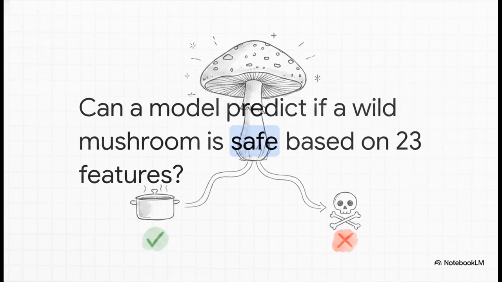But now let's raise the stakes and test logistic regression. We aren't predicting dollars anymore, we're predicting categories, specifically a 1 for poisonous and a 0 for edible. The dataset here has thousands of wild mushrooms categorized by 23 different features, things like cap shape, cap color, and surface texture. We're asking the machine a simple binary question based on these features. Is this mushroom safe to eat? Yes or no? This is literally a matter of life and death.